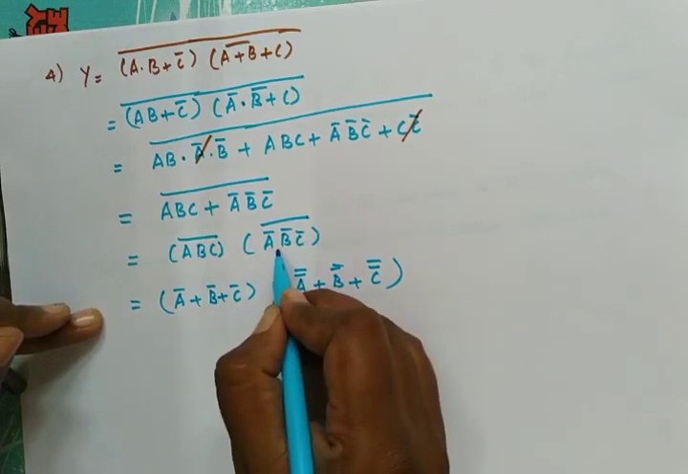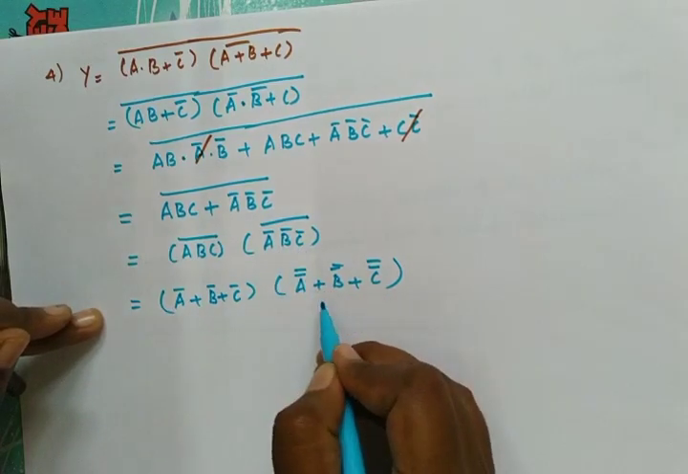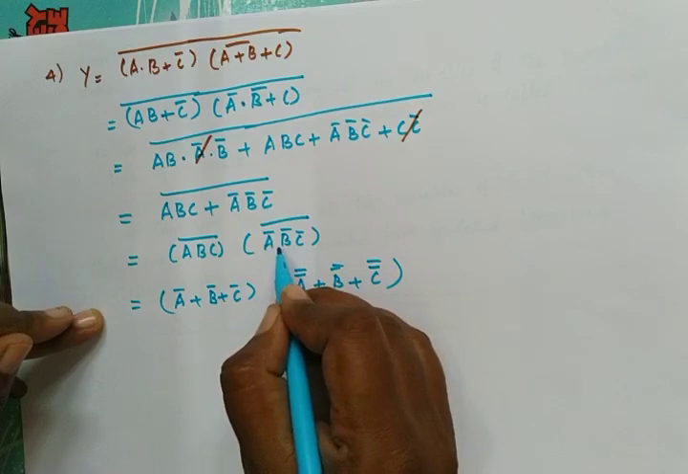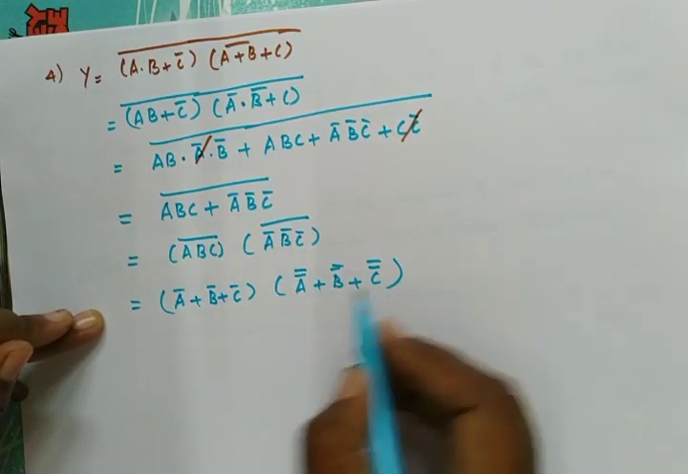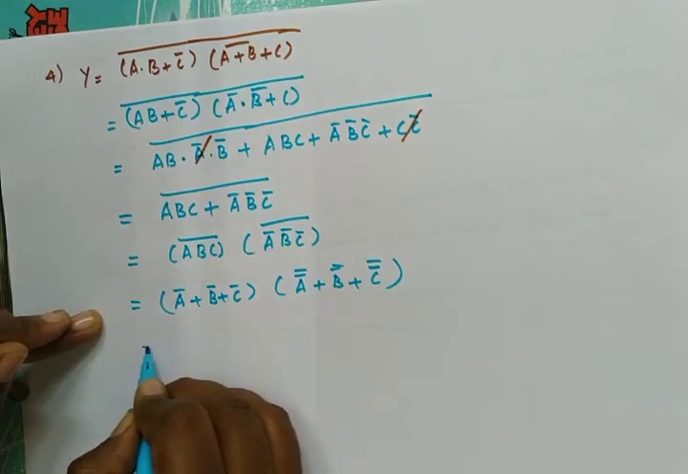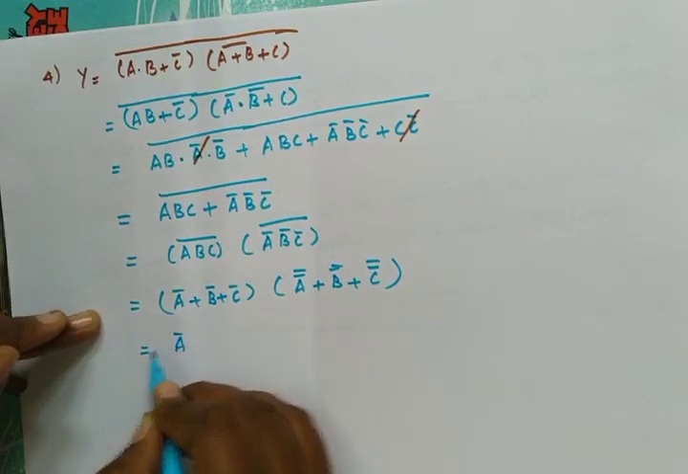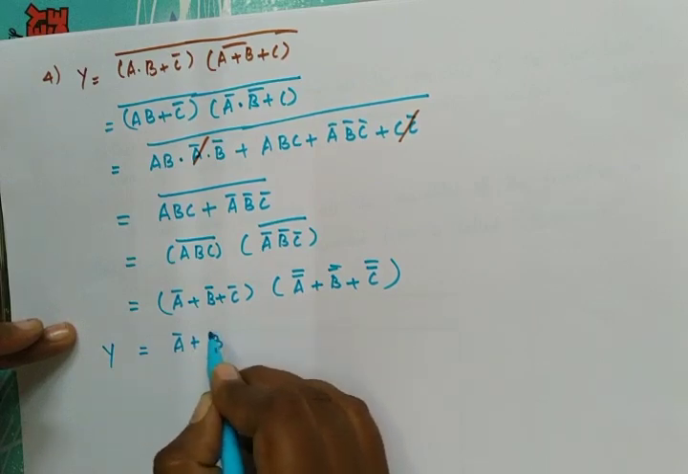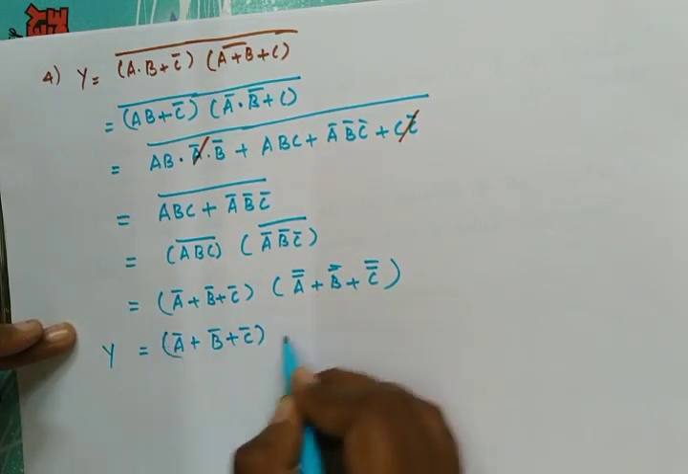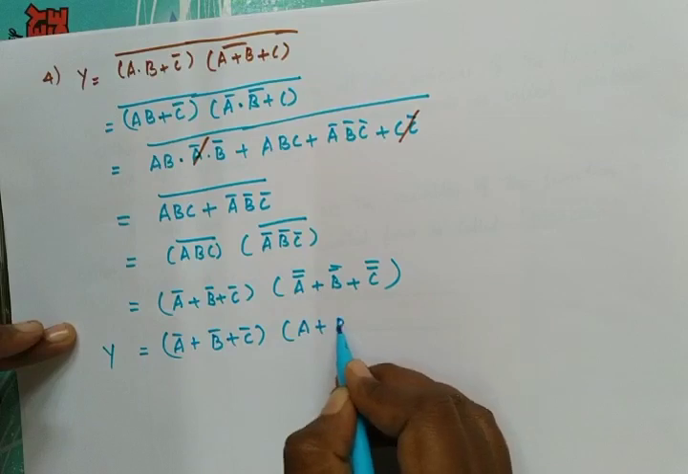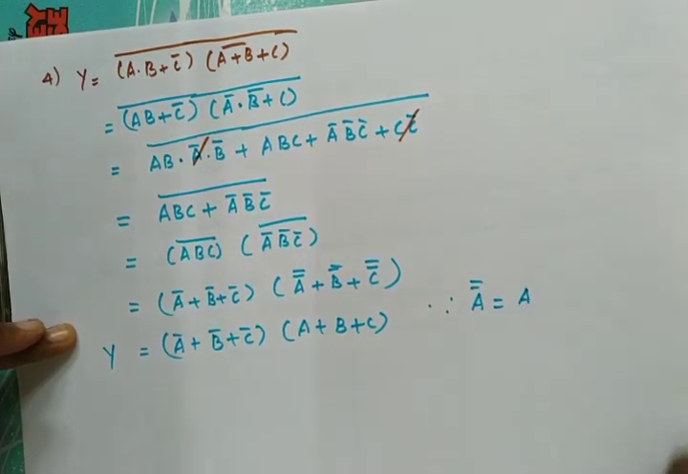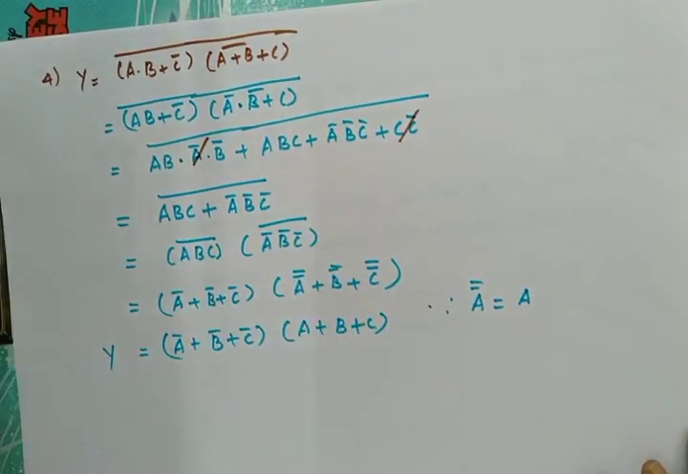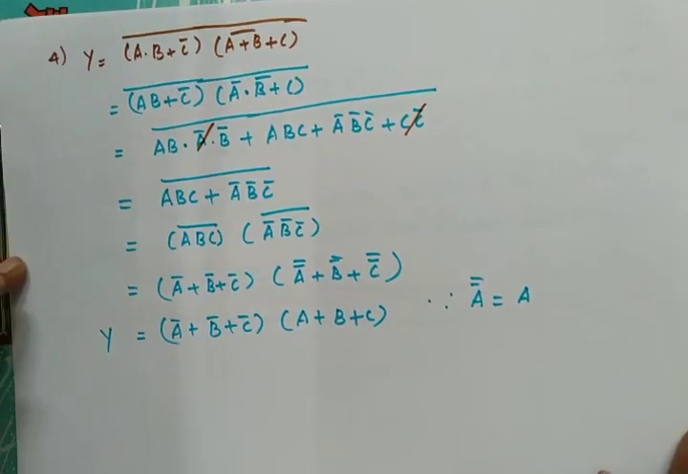Now what we did is, we have removed this multiplication, that is, we have changed this multiplication into plus. So we have split this expression. So the final expression is a bar plus y is equal to b bar plus c bar into a plus b plus c, since a double bar will become a here. So this everything follows De Morgan's theorem. So this is how we have to minimize the Boolean expression.